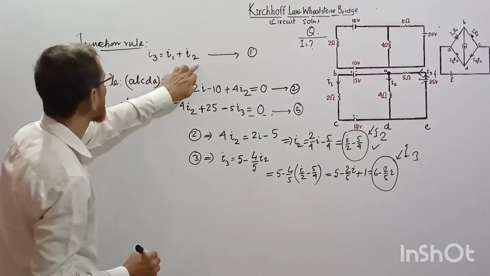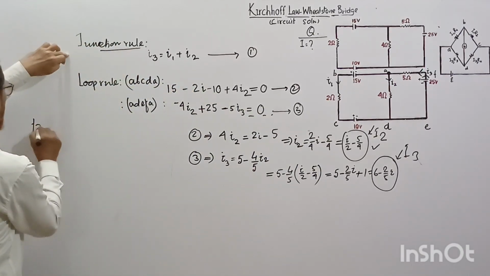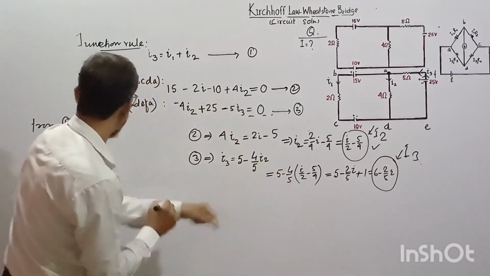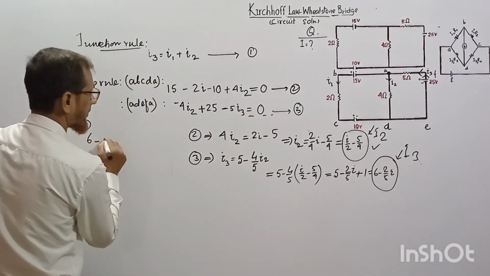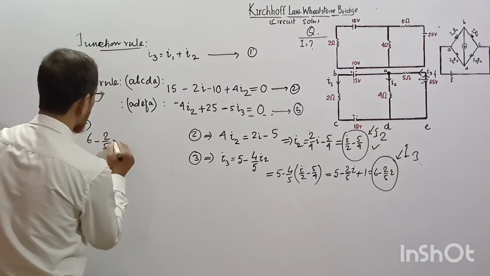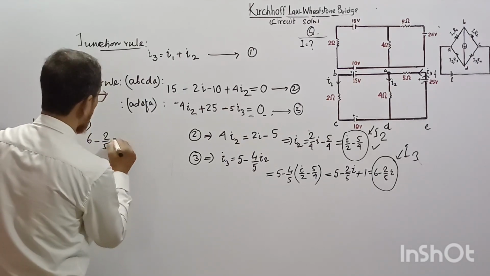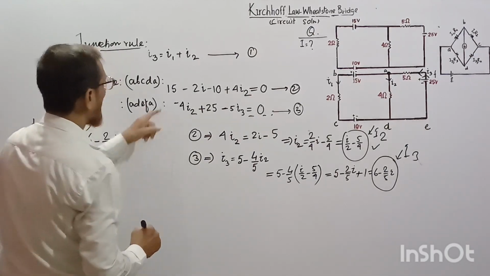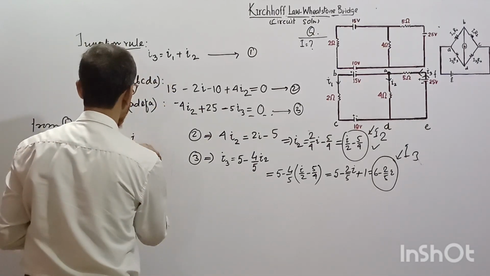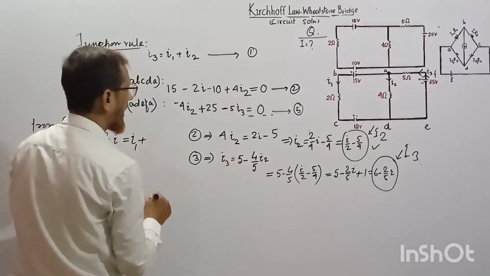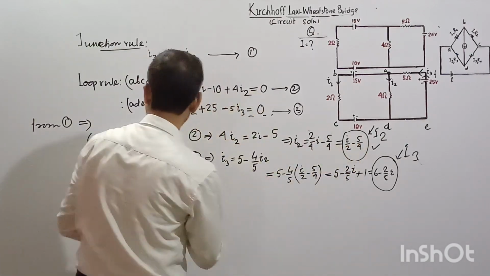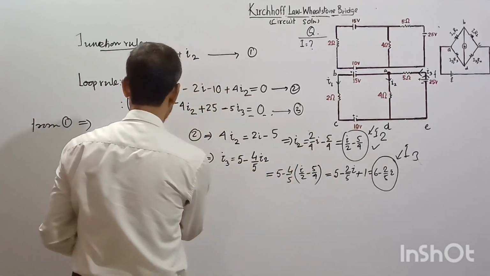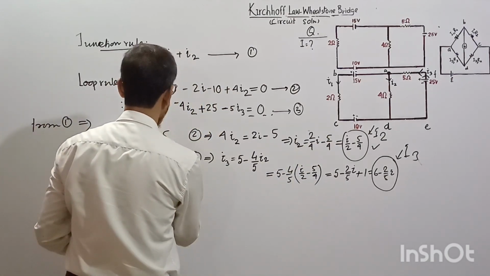We'll just place this in equation 1. So from 1 we get, what is I3? It is 6 minus 2 by 5 I, equal to I1, which we don't know, plus I2, which we have calculated, I by 2 minus 5 by 4.